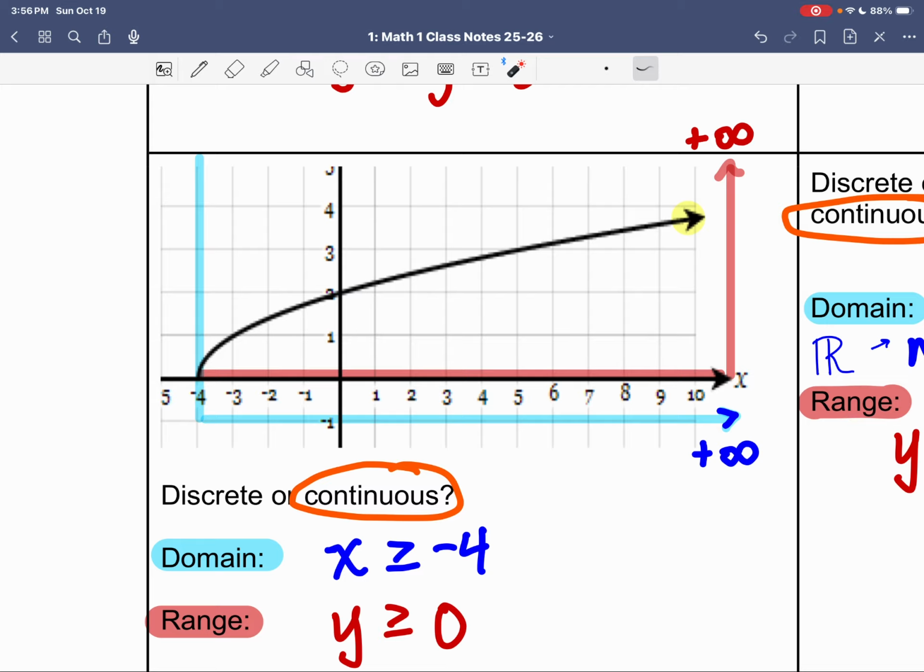Now for y's, your range, it starts at 0. So here's 0 for your y. But since this is going wider, it's also getting gradually higher. So your y's are going to go to positive infinity also. So it's going to be all the values from 0 and up. So we would say y is greater than or equal to 0. So be careful when you see an arrow, because that means it continues on and it does not end.